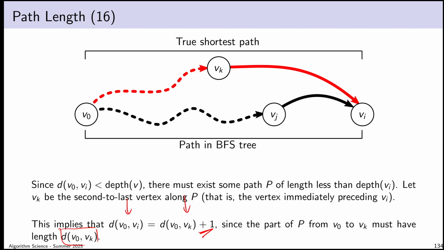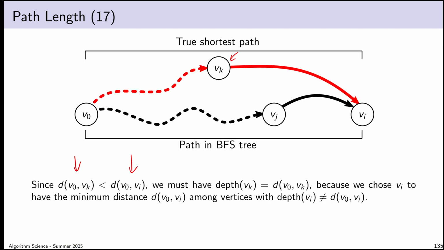Okay, so because of the observation that the distance from V0 to Vk is less than the distance from V0 to Vi, that means that the depth of Vk in the BFS tree has to be the distance, because otherwise we already have the contradiction that we're looking for, because we chose Vi to have the minimum possible distance among vertices which have this problem.